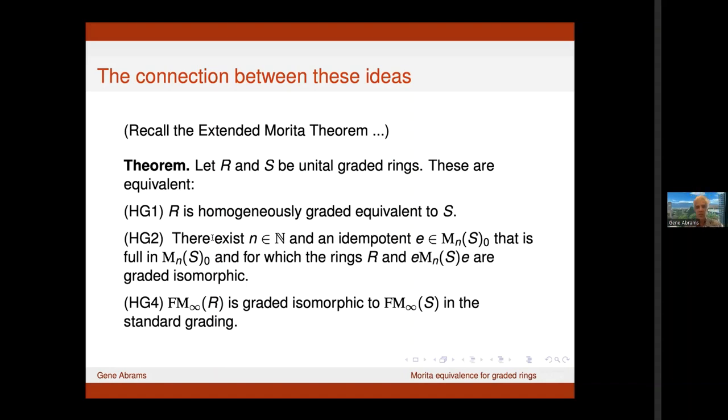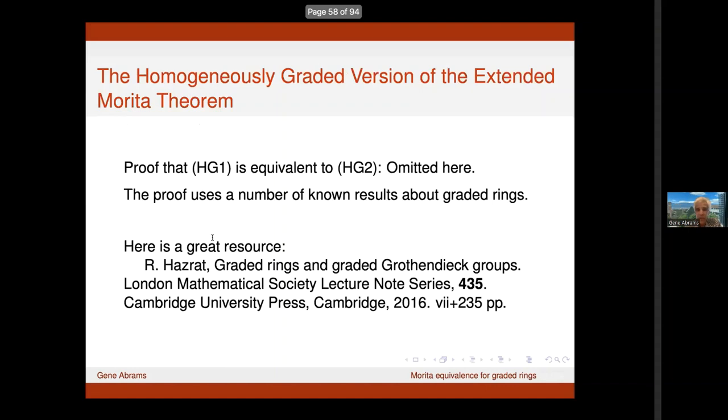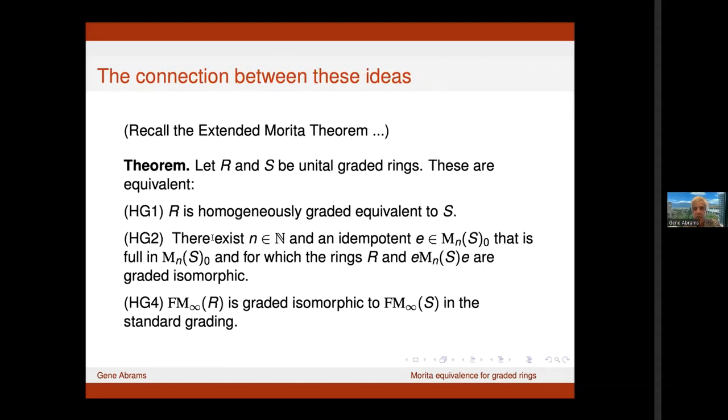We've seen HG2, now here's the appropriate equivalence between some categories of modules: that R is homogeneously graded equivalent to S. Okay, so I'm not going to give you the proof, but it turns out the proof of HG1 and HG2 was already known, and now I've tipped my hand as to why the notation is HG, for homogeneous graded equivalence. There's a great resource for all this information about graded rings. Ruzba Hazrat has been able to prove a lot of these results and has listed a lot of them, at least in this London Math Society lecture note series. Okay, so we get HG1, HG2, and HG4.